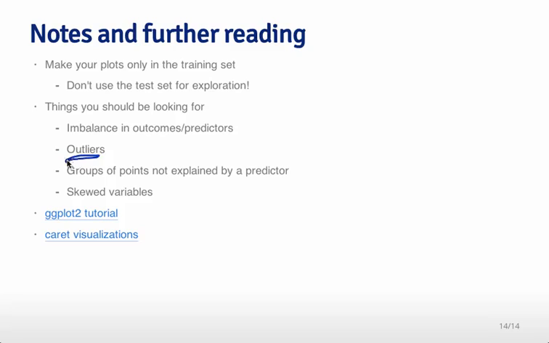You're looking for outliers or weird groups outlying the data that might suggest that there are some variables you're missing, and groups of points that are not explained by any of the predictors. Also look for skewed variables, which you're going to want to transform and make look more nicely, normally distributed if you're using things like regression models, but that may not matter as much if you're using more machine learning methods.